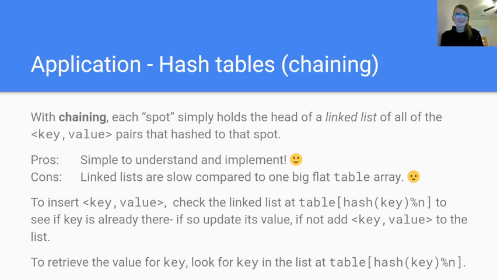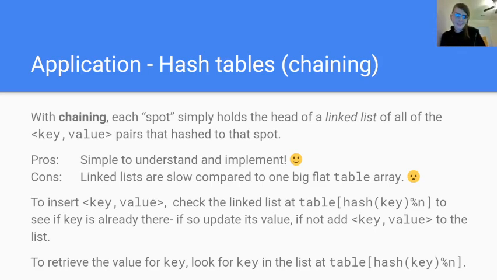With chaining, each spot in the table in our array just holds the head of a linked list to all the collisions that hash to that spot. So the fourth element in the array is everything that hashed to the fourth spot. If there was a collision, we're not going to go searching for a spot for it. We're just going to append it to the end of the linked list. Pros: simple to understand. It's really simple to implement. You probably already have a linked list implementation lying around somewhere.